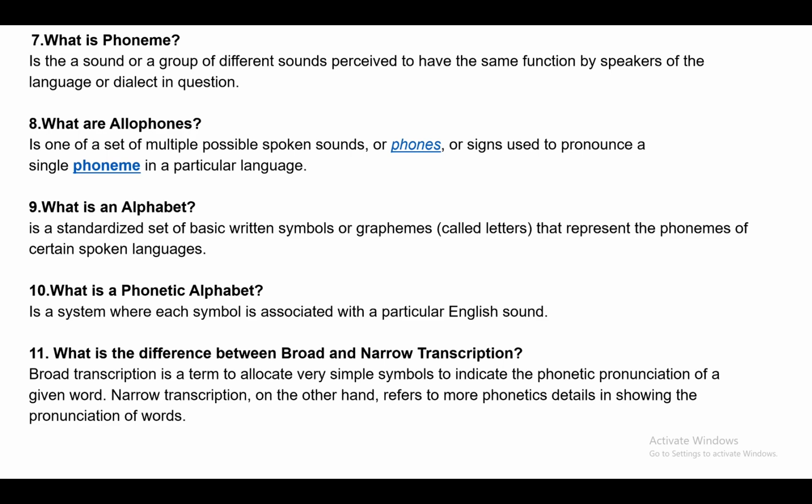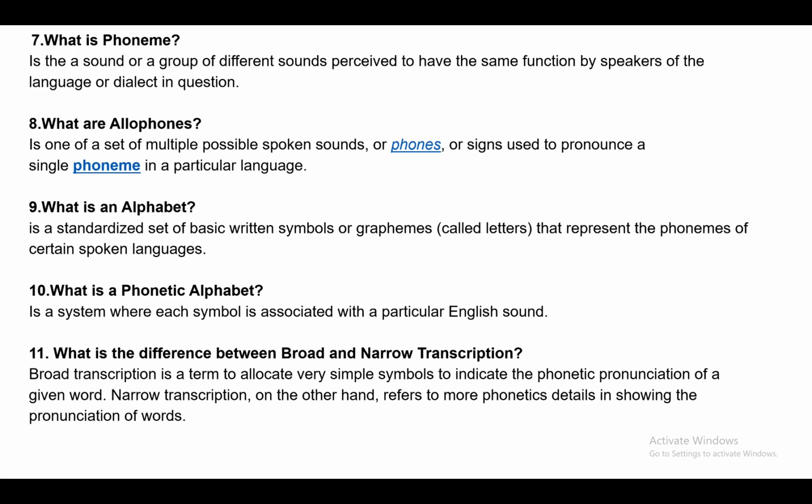What are allophones? An allophone is one of a set of multiple possible spoken sounds, or phones, used to pronounce a single phoneme in a particular language. 9. What is an alphabet? It's a standardized set of basic written symbols or graphemes, called letters, that represent the phonemes of a certain spoken language.